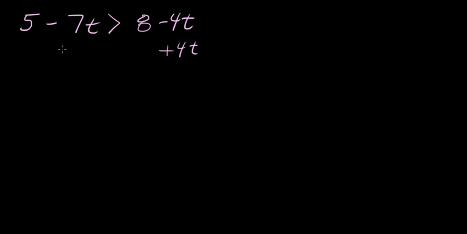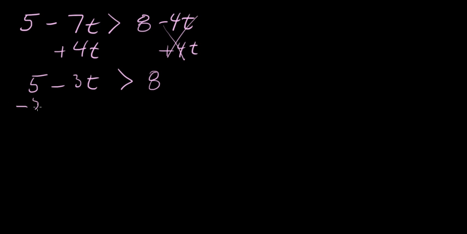And let's try this one. It's a little bit more complicated. 5 minus 7t is greater than 8 minus 4t. Okay, so this time I've got a variable term on both sides, so I'm just going to add 4t. Add 4t. Be careful how you say that so you're not adding 40. Anyway, it's 5 minus 3t is greater than 8, because negative 4t plus 4t gets rid of that one. Okay, those are gone. Negative 7t plus 4t is negative 3t.